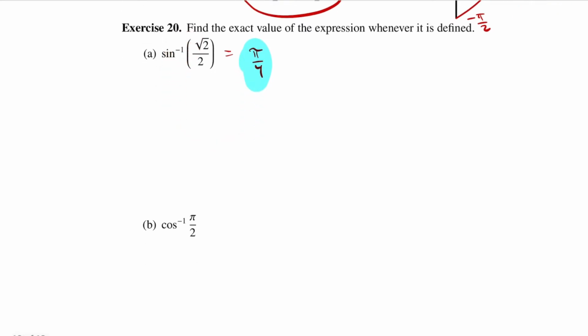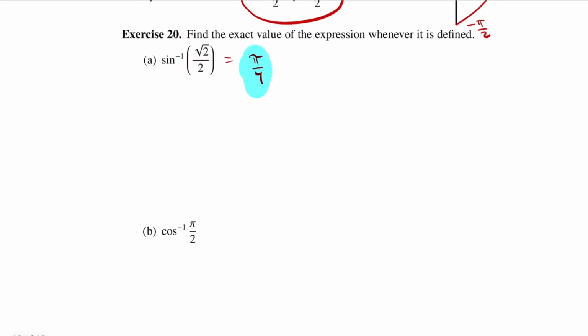So inverses are asking for angles. And you can either give it in degree form or radian form unless it specifies. If it tells you explicitly what it wants, then you should give them what they're asking for. But if they don't ask, then you can give whatever you prefer.